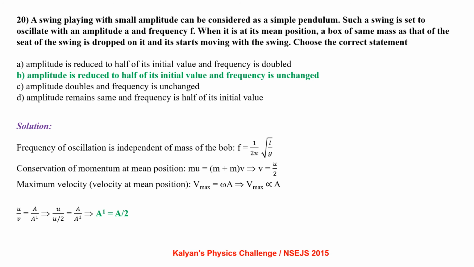Frequency of oscillation is independent of mass of the bob, F equal to 1 by 2 pi root L by g. Applying conservation of momentum at mean position, m u equal to m plus m into v, from which we get v equal to u by 2. Maximum velocity, which happens to be at mean position, Vmax equal to omega A. So Vmax is directly proportional to amplitude. So we get V by U equal to A dash by A, from where we get A dash equal to A by 2.